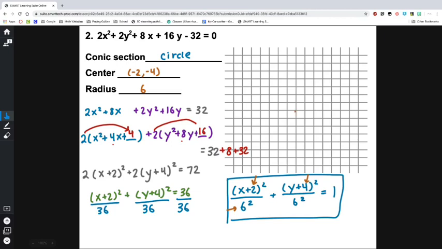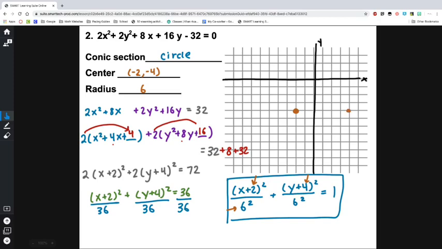So just like everything else, I'm going to plot the center first, and then I'll do the axes. So what axis makes this center -2, -4? Well, a y-axis there, and an x-axis here. Okay, and here's how I'm going to graph this circle. We know the radius is 6, which means we go up 6, down 6, right 6, left 6, plot 4 points, and then connect the dots.